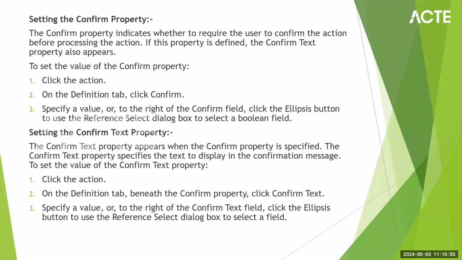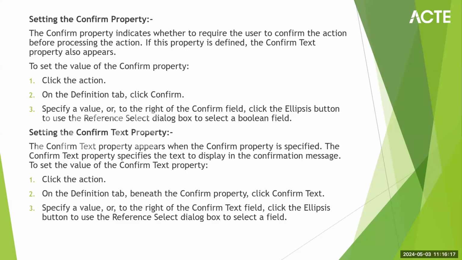Next, it will be setting the confirm text property. Text messages will be there, like if you are sure you want to confirm to delete it, that kind of message is called confirm text. Yes or no is called the confirm property. So how do you do that?